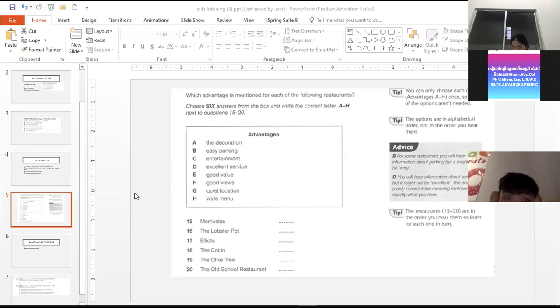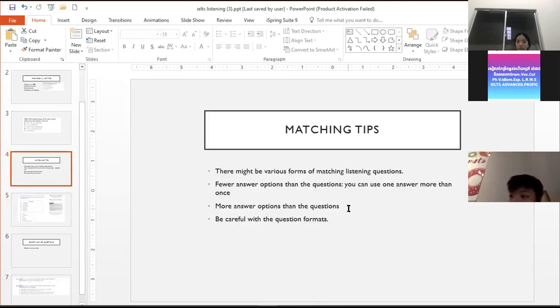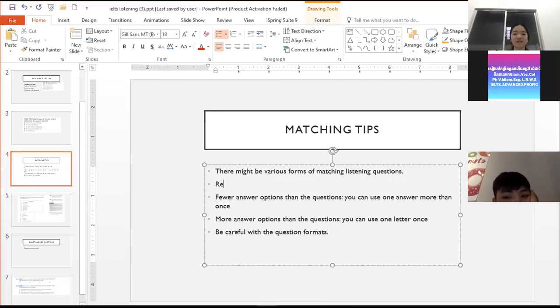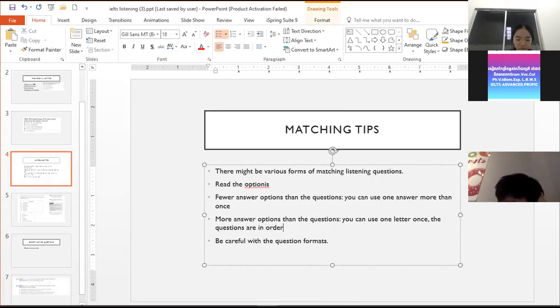Again, when you see more options than questions, you can use each letter only one time. And you have to read the options, and the questions. Again, you will hear everything in order except for the answers.